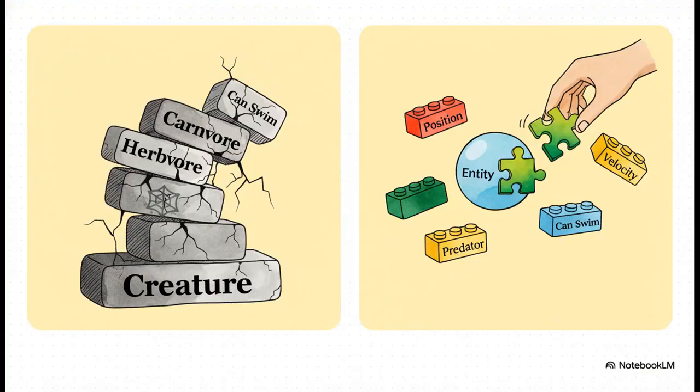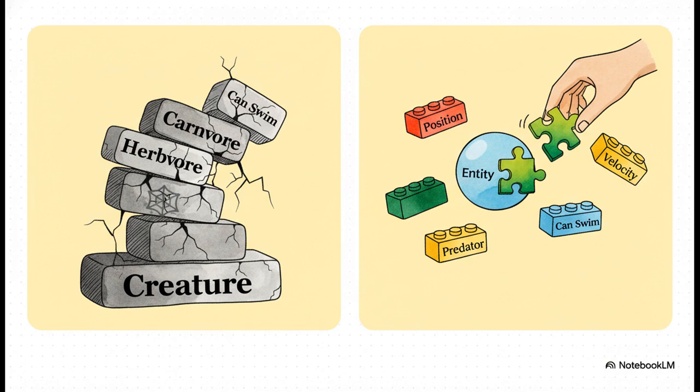Now this is where it gets really interesting. On the left, you've got your traditional object-oriented approach. You might have a creature-based class, and then herbivore and carnivore inherit from that. Seems logical, right? But what if you want a carnivore that can also swim, or a flying herbivore? You end up with this messy, super fragile structure.